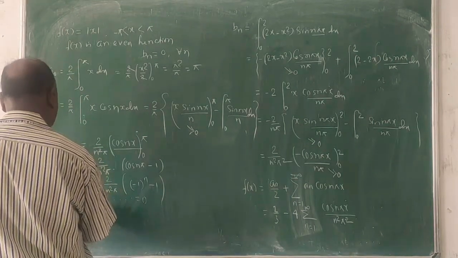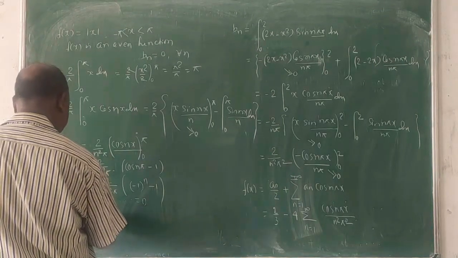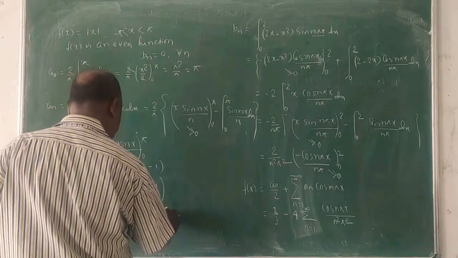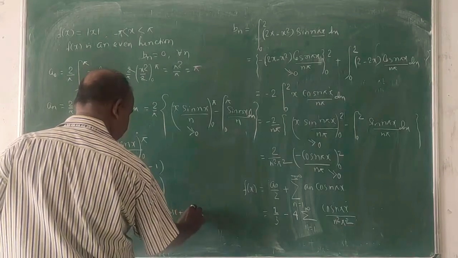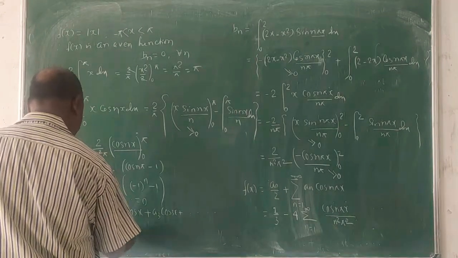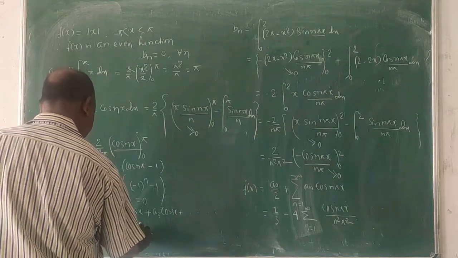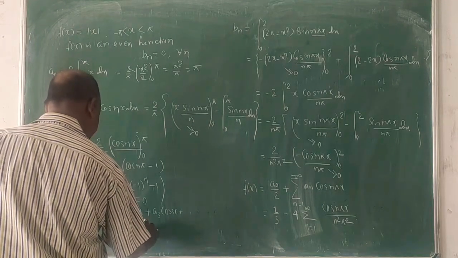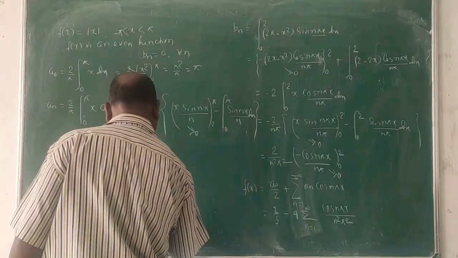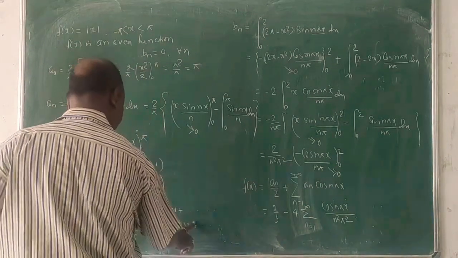Now a1, a3. The value of f of x is a0 by 2 plus a1 cos x plus a3 cos 3x and so on. Here a0 by 2 is pi by 2. What is a1? a1 is minus 4 by 1 square pi, cos x, and then minus 4 by 3 square pi, cos 3x, and this continues.